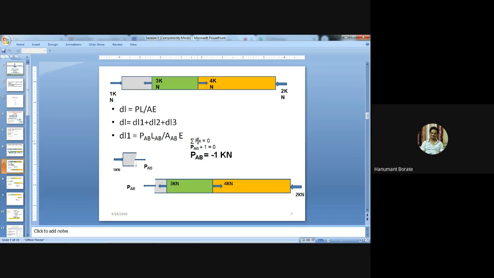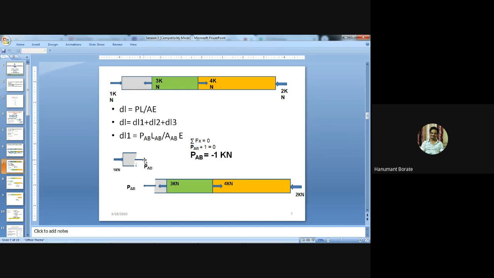Now apply the equilibrium condition, summation Fx equal to 0, right? Treat rightward forces positive, leftward forces negative. In this case, this 1 kilonewton is acting rightward, and this PAB is the assumed direction; PAB is an unknown internal force. So generally assume this force is a tensile force. If we get the answer negative, then that means that force is a compressive force, and that member is trying to compress.